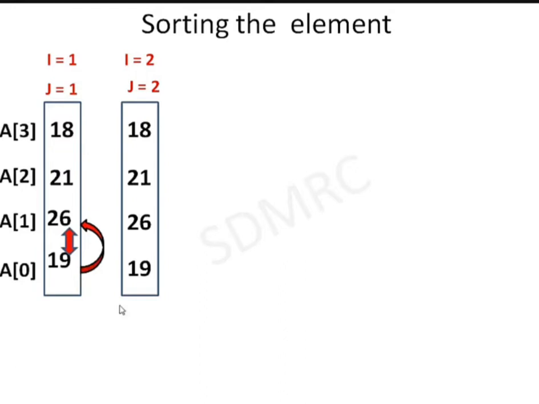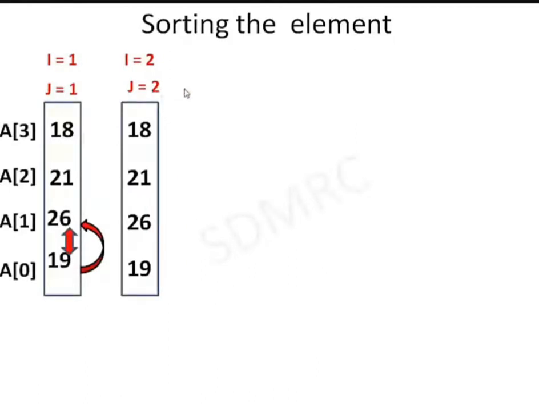I'll take this changed array. Now these two are in sorted order and these may not be in sorted order. You can clearly see that 19 and 26 are in sorted order. Okay, j is 2 and that is greater than or equal to 1. That is true because 2 is greater than 1.